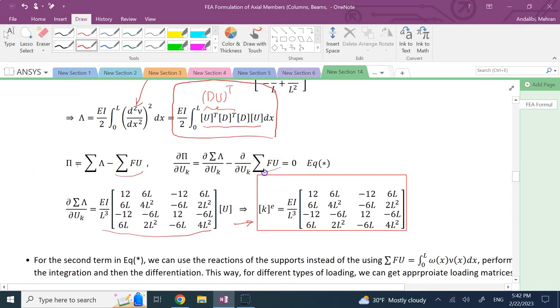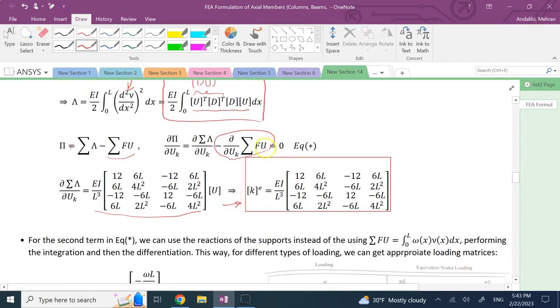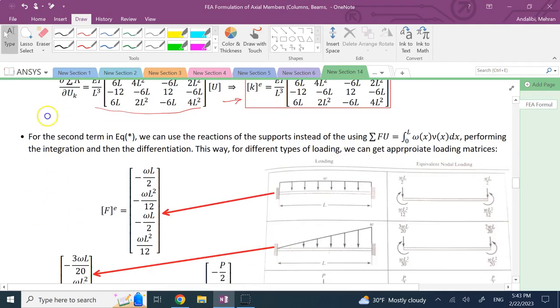And then for this second term here, I can either do something similar or I do it in a different method, using a different method to find the second term. So the first term I found, that's the first term. The second term, I'll show you how to find it. From there, I can find the nodal loading. From the first term, you always find what? The element stiffness matrix. From the second term, you find the element loading matrix. Okay, now let me show you how to carry out the second term.